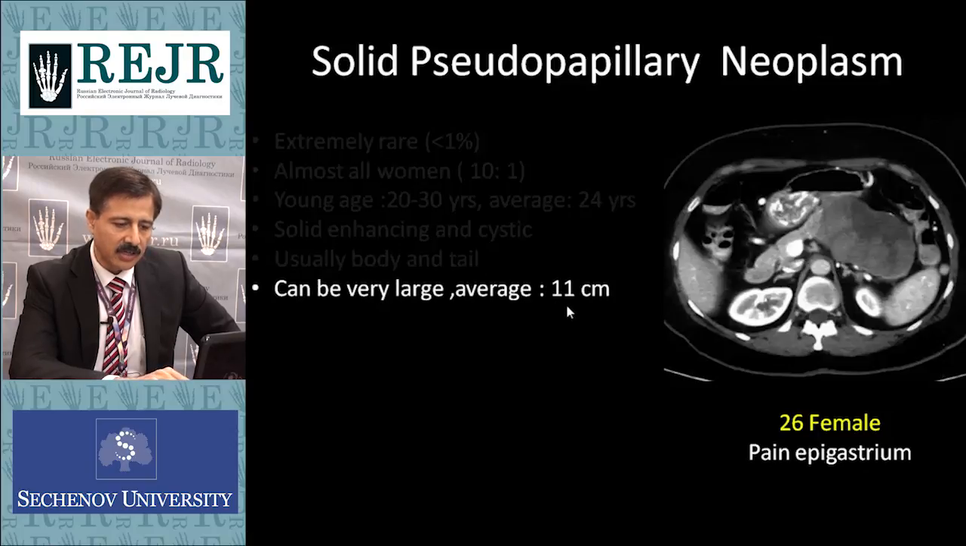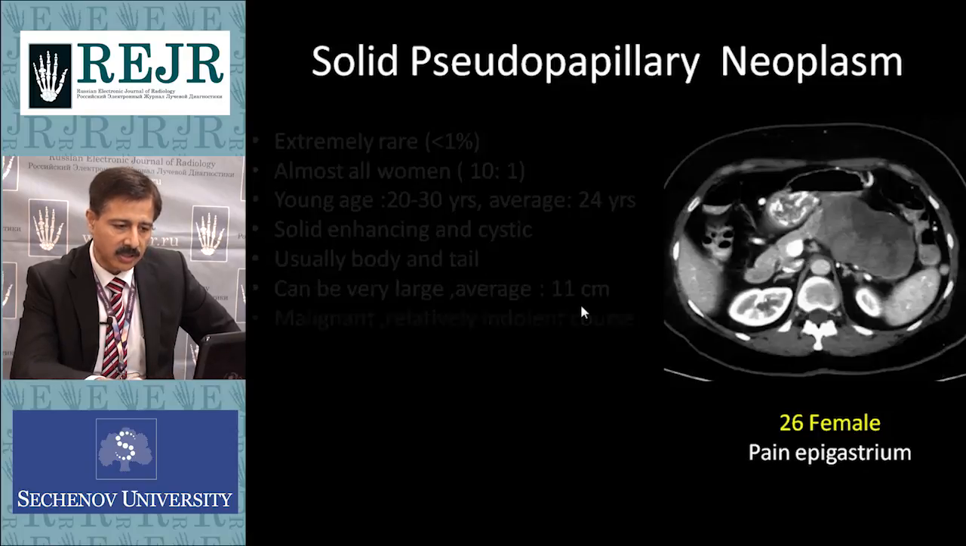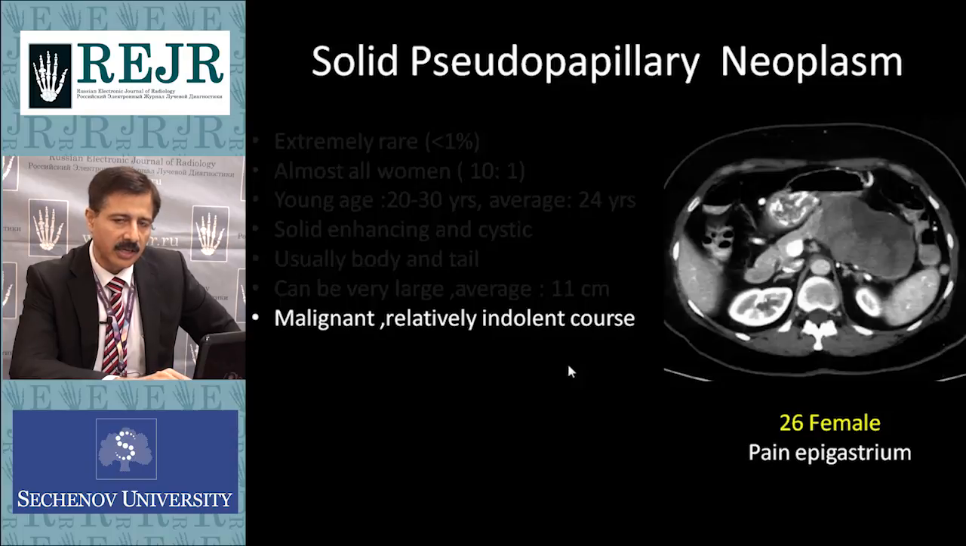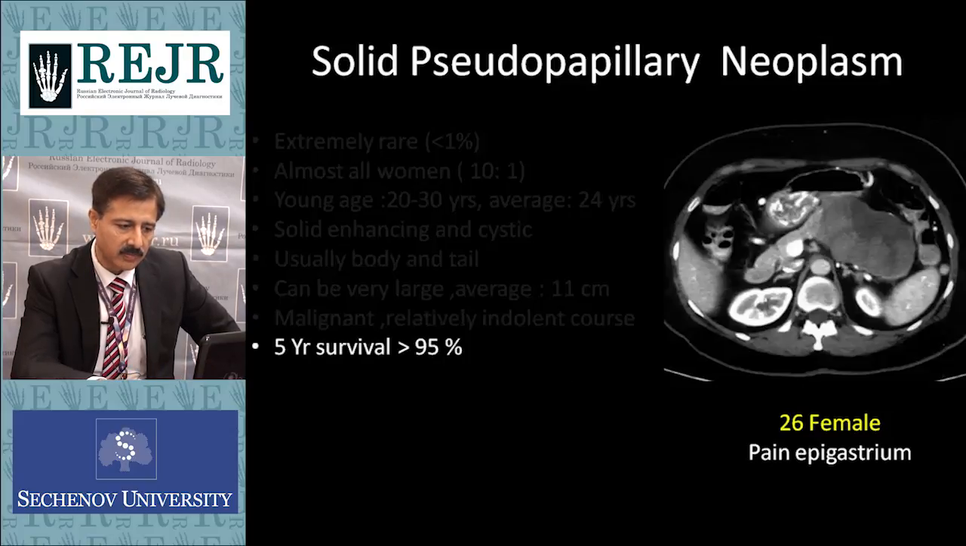They can be very large, up to 11 centimeters. By definition, they have malignant histology, though they have a relatively indolent course, even with liver metastasis. 5-year survival is more than 95%.